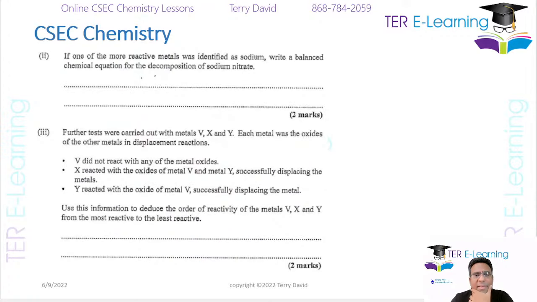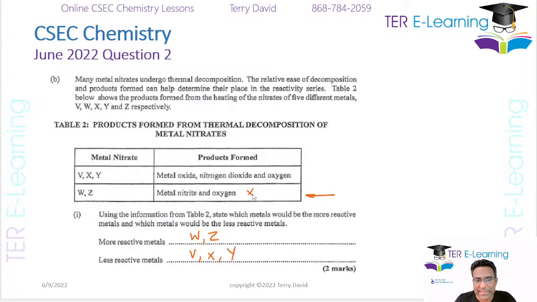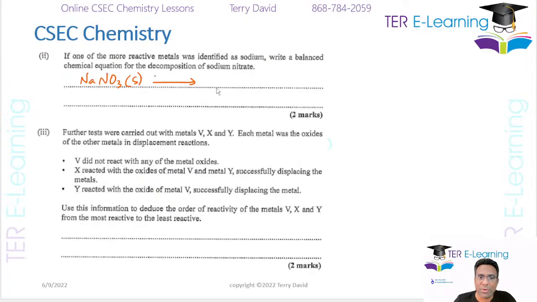Now, if one of the more reactive metals was identified as sodium, I know that I did this with my class. Sodium nitrate is a solid, and I'm going to heat that. They already guided you here with the answer because they said you're going to get a nitrite and oxygen gas. What may have given you a little trouble was the formula for the nitrite, which is NaNO2 solid, plus oxygen gas. That's the reaction taking place. They want a balanced chemical equation. This is not balanced. If I put a 2 here and a 2 here, is that balanced? 2 sodium, 2 sodium, 2 nitrogen, 2 nitrogen.